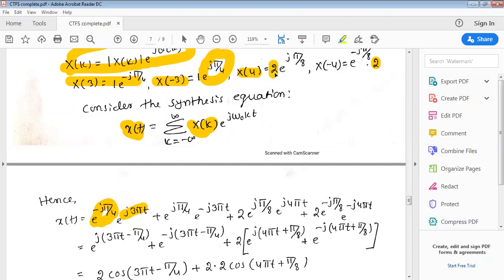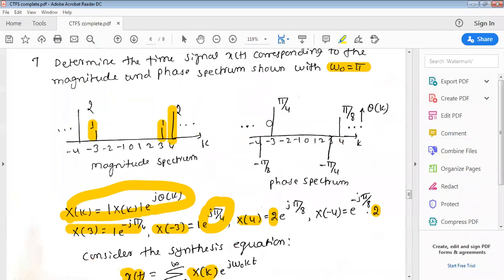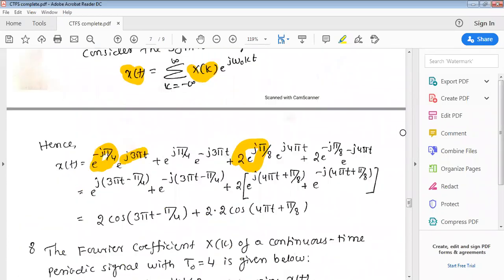Similarly, go to the next one: 2 e power j pi by 8, into e power j pi k t, where k is 4, so e power j 4 pi t. Similarly, the other one will become 2 e power minus j pi by 8 into e power minus j 4 pi t. If one is plus, the other will become minus. Therefore, the equations are symmetric. See here, plus pi by 4, minus pi by 4, plus pi by 8, minus pi by 8. Once you write these two, another two you can always write. Okay, so you have got this function.